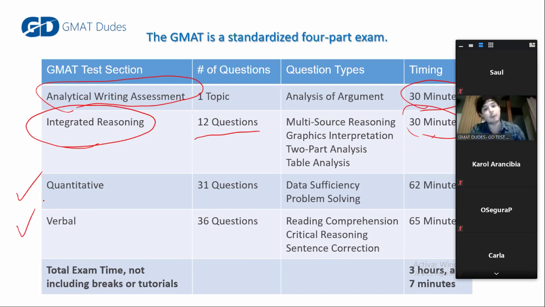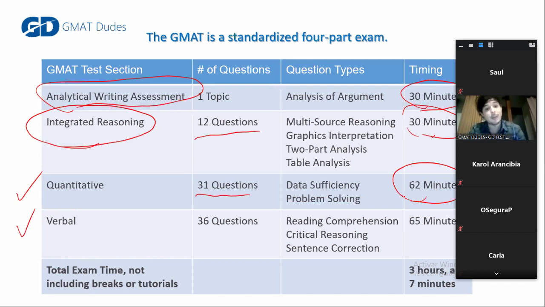Now, the quantitative section comprises 31 questions, fundamentally mathematics, including geometry. You're going to have to resolve data sufficiency and problem-solving questions. For the section, you will be provided with 62 minutes.